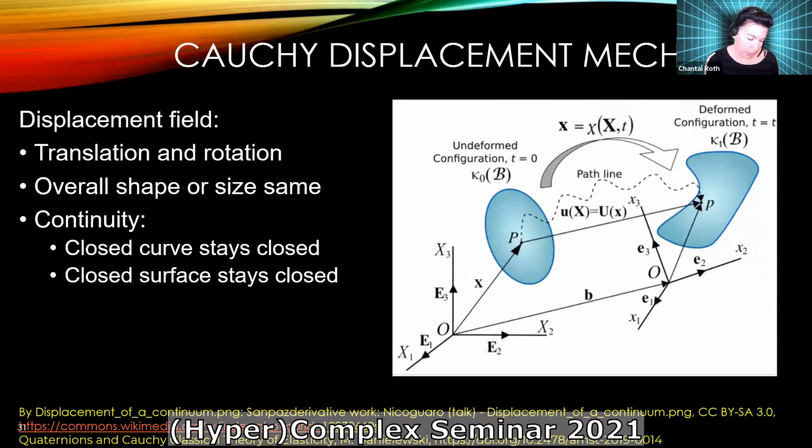Now we also need to talk about Cauchy. Baron Augustin Louis Cauchy, he's a French mathematician. He developed the displacement mechanics. There are actually 16 concepts and theorems named after him, and he wrote over 800 research articles. He developed the mechanics of how to work with displacement fields.